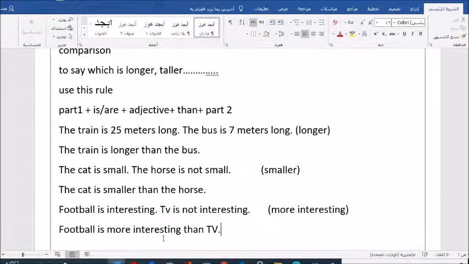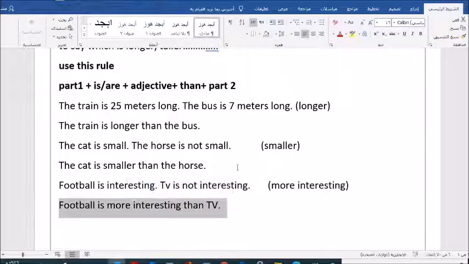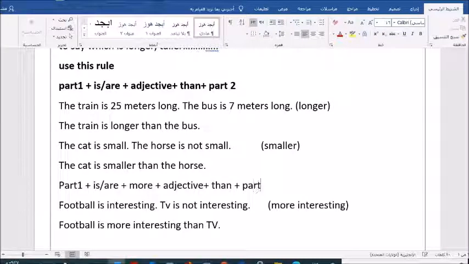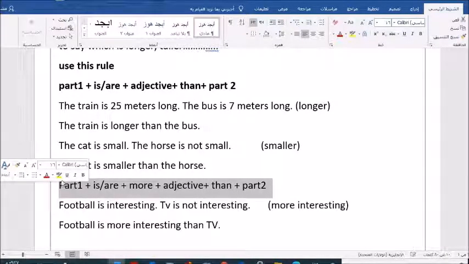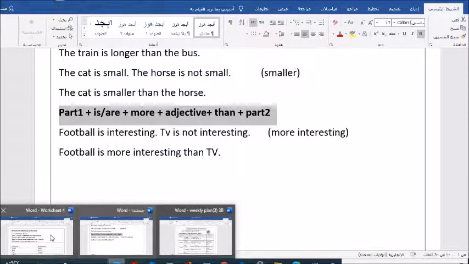So this is rule number 1 in comparison. Rule number 2: use part 1 plus is if it is singular, or are if it is plural, plus more plus adjective plus than plus part 2, as we did here. Now let's have some exercises to understand the grammar very well.